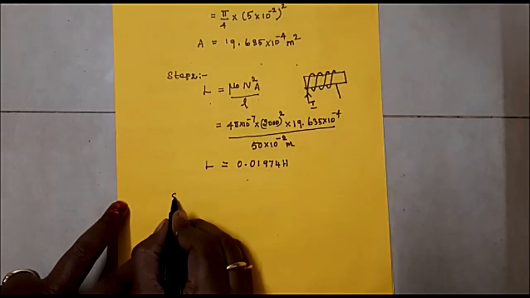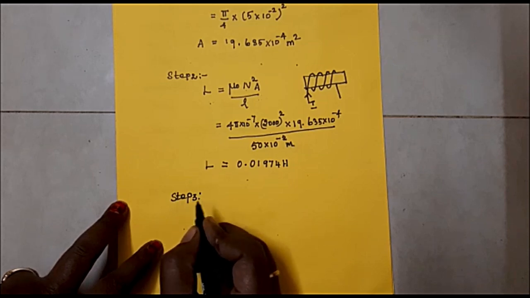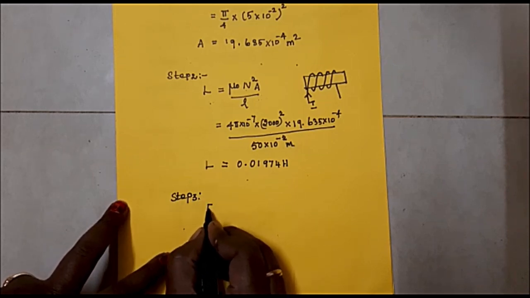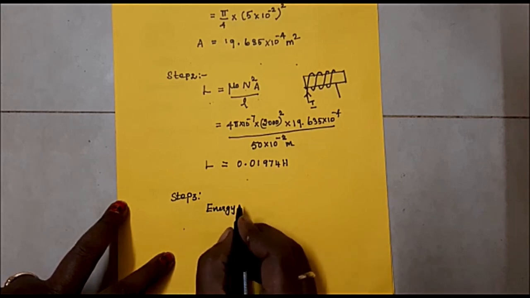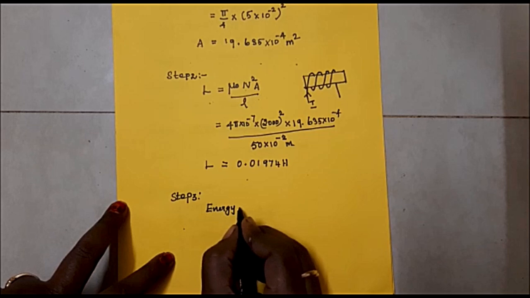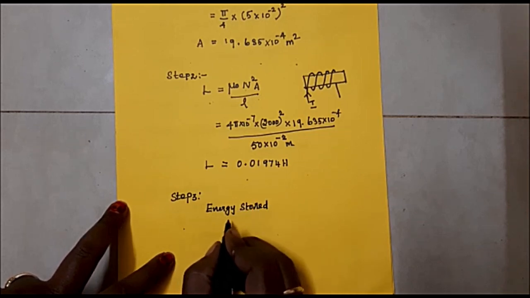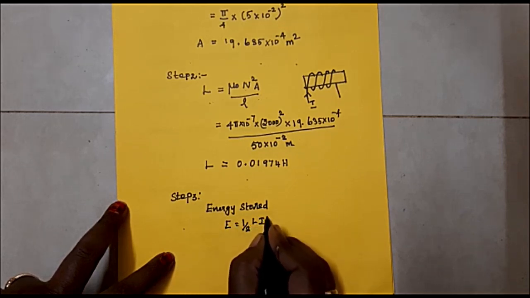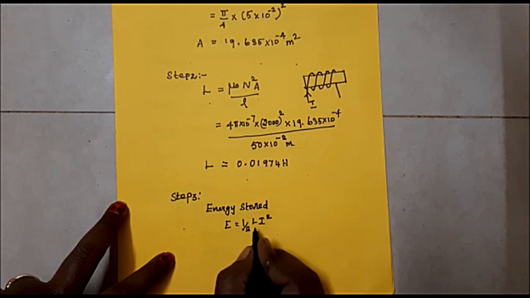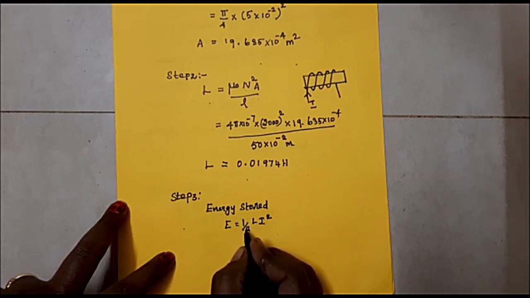Next, we have step number 3. In this step, we are going to find the energy stored in the inductance. We all know that the inductance stores energy in the magnetic field. So the energy stored in the inductance is given by E equals half L i square. Half L i squared is the formula for energy stored in the inductance, whereas a capacitor stores energy in the electric or electrostatic field, whose value is given by half C V square.